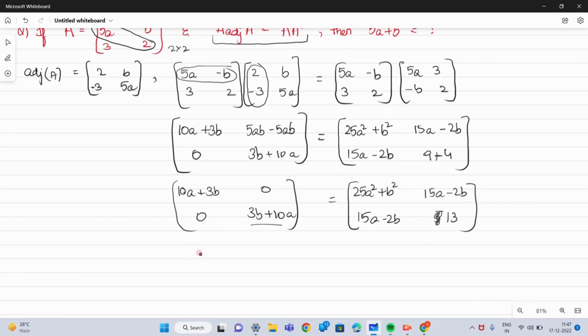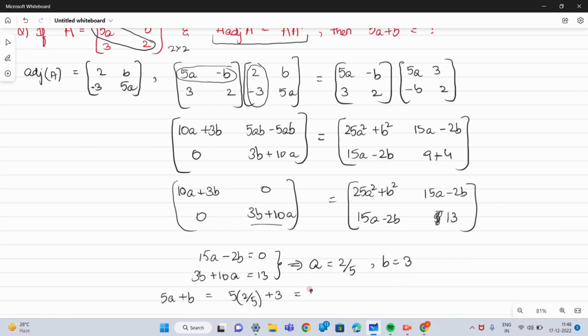So from this we'll get two equations: 15A minus 2B is 0 and 3B plus 10A is 13. When you solve these two equations, you will get A as 2 by 5 and B as 3. So we need to find out 5A plus B, which is nothing but 5 of 2 by 5 plus 3, which is 5.